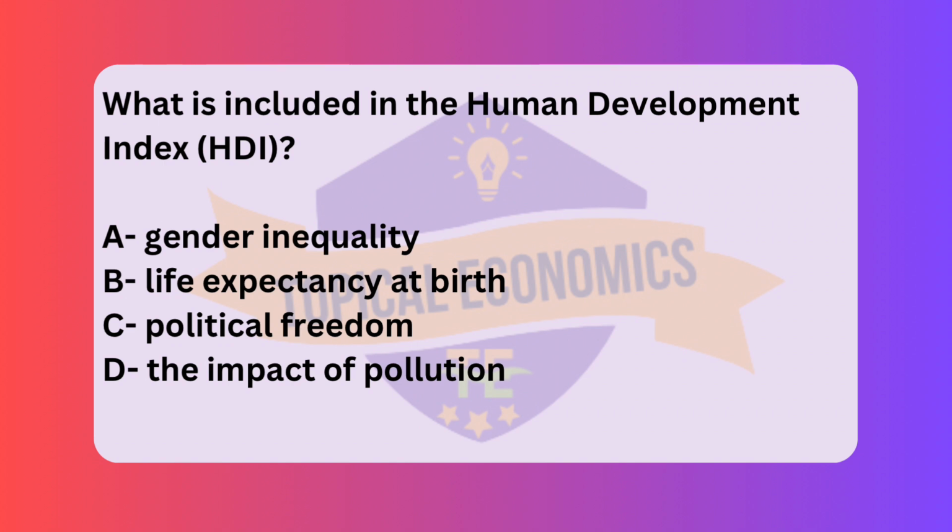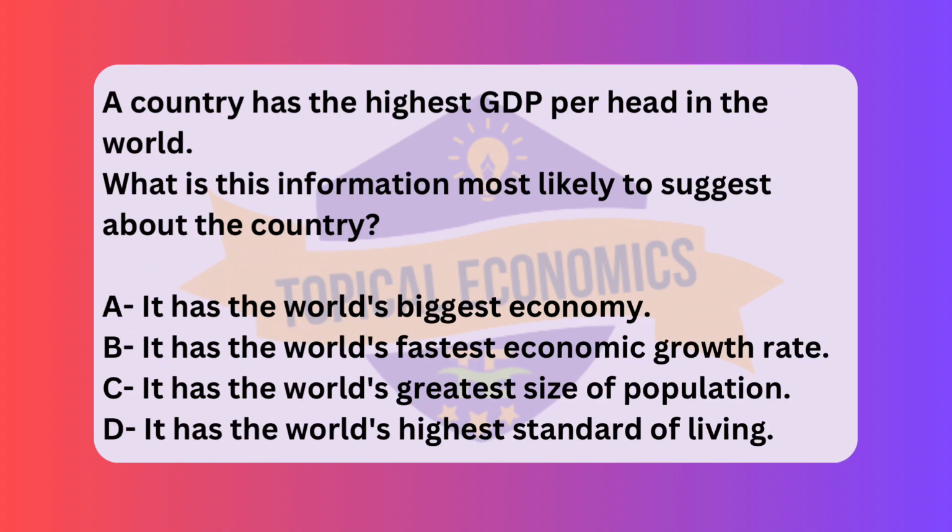Moving to the 18th question. A country has the highest GDP per head in the world. What is this information most likely to suggest about the country? A. It has the world's biggest economy. B. It has the world's fastest economic growth rate. C. It has the world's greatest size of population. D. It has the world's highest standard of living. This question is from year 2019 February-March version 2.